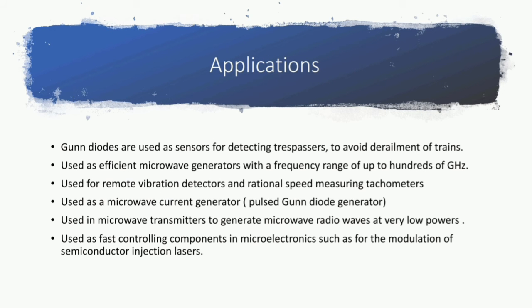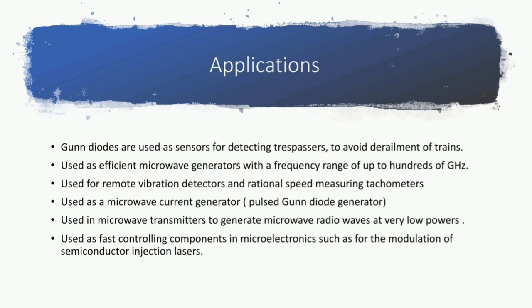Hence, after learning what a Gunn diode is and its working and characteristics, let us come to the final content, that is applications. If you wonder where Gunn diodes are used, they are used as sensors for detecting trespassers and to avoid derailment of trains. Gunn diodes are also used as efficient microwave generators with a frequency range of up to hundreds of gigahertz, and also as a microwave current generator, that is, a pulsed Gunn diode generator.